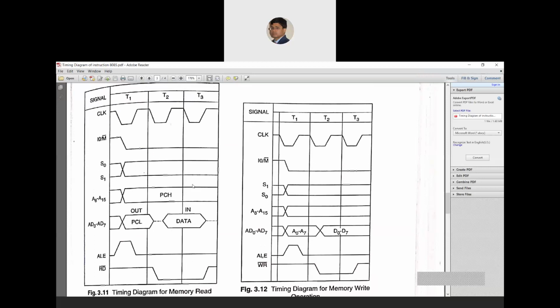You can see that here also only three states are required. So PCH is remaining PCH throughout the state.